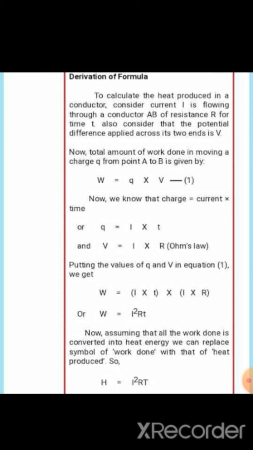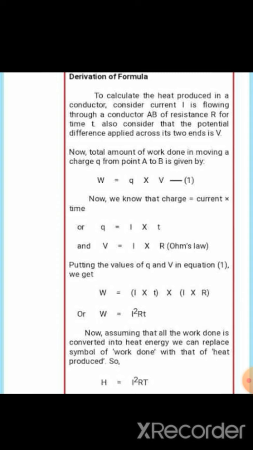From Ohm's law, we know that V equal to IR, and from the definition of electric current, we know that I equal to Q by T. So Q will be equal to I into T. So we will take V as IR and Q as I into T. We will substitute these values of V and Q in the equation W equal to V into Q. Then we will have W equal to IR into IT, which is nothing but I square RT.